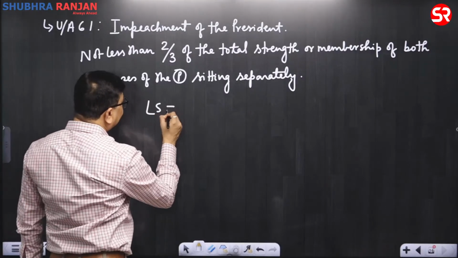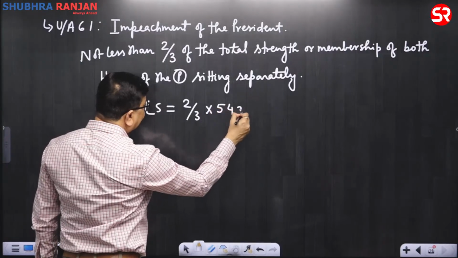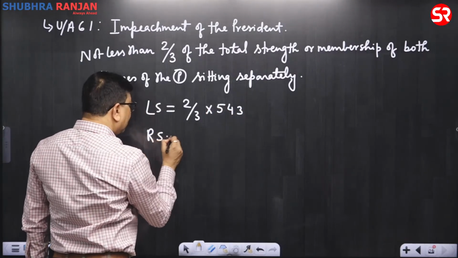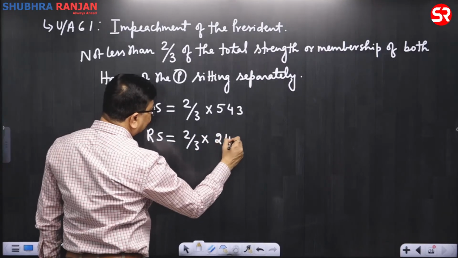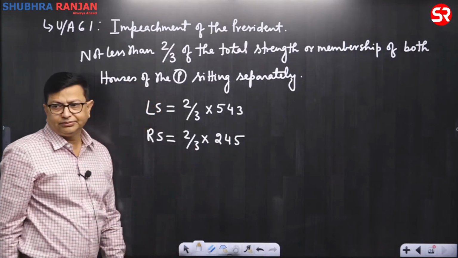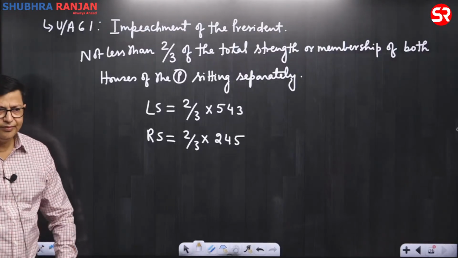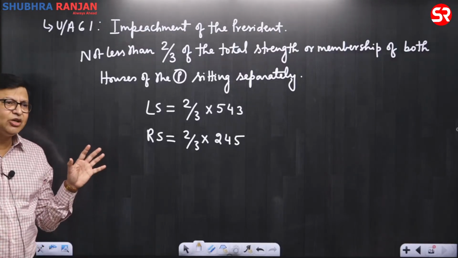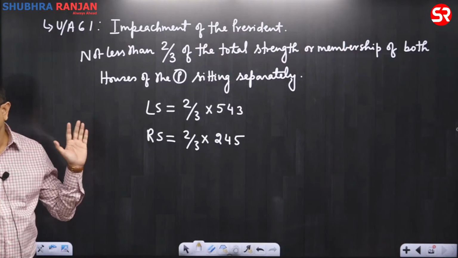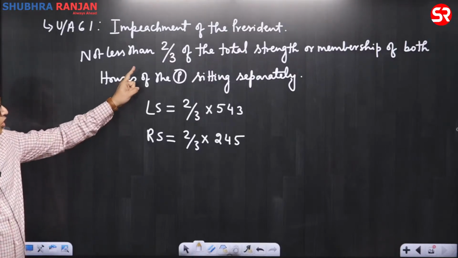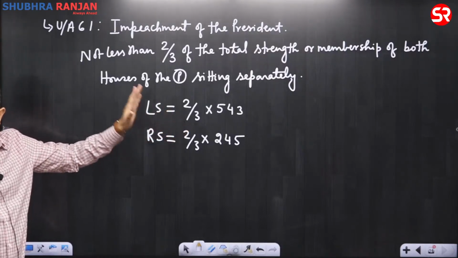In the Lok Sabha, it will be two-thirds of 543. In the Rajya Sabha, it will be two-thirds of 245. It is the toughest majority that is required under the Constitution of India. That is two-thirds of the total strength or membership. Whether you are absent, you are present, it hardly matters.